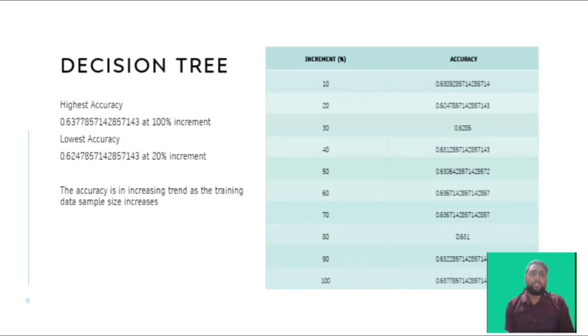The decision tree had the lowest performance of all three models. The highest accuracy achieved for the decision tree is 0.6377 at 100%, and the lowest is 0.6247 at 20%. As you can see, there was an increasing trend from 10 to 100%. This experiment proved that with the 100% training set sample size used, the accuracy is high.